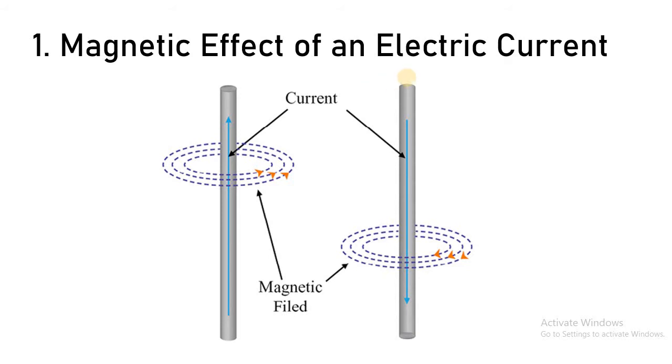Then the last effect is what? The nature of magnetic field depends on the nature of current. It means what? If we have DC current flowing through this conductor, it means the DC current is a constant current direction. It will not change its direction. So the direction of magnetic field is also constant.